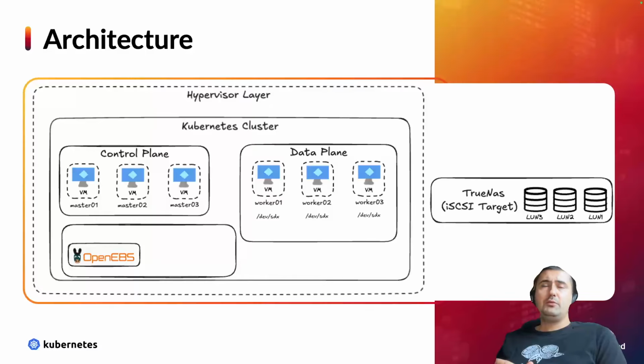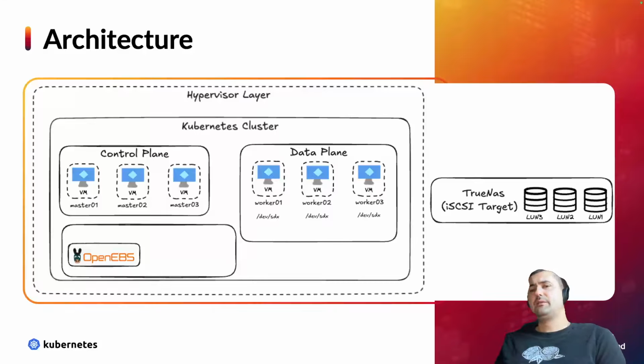And here we have the architecture slide where I present the demo scenario more or less. So I have the Kubernetes cluster running on the hypervisor, which we created. We have 6 VMs, 3 for the control plane, 3 for data plane. And on the right hand side, you see that this is also a TrueNAS server, which is simulating an iSCSI array.